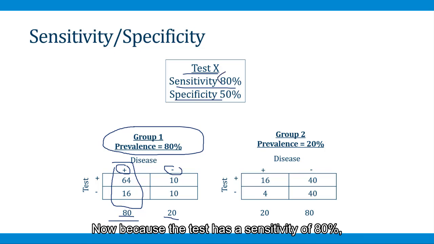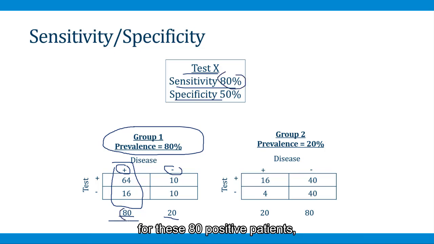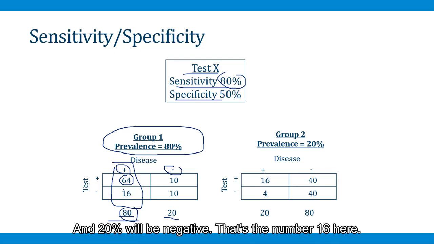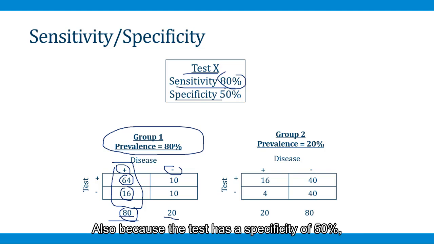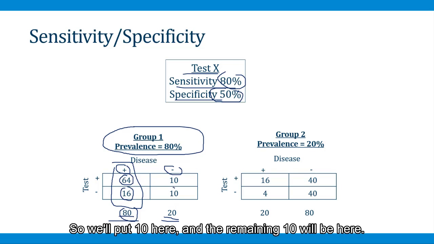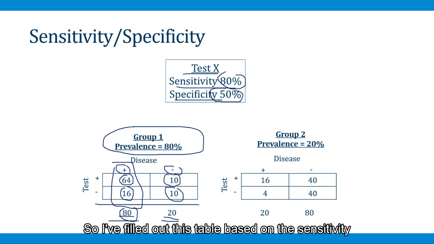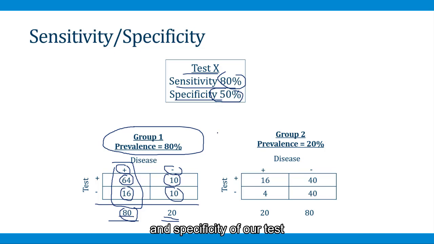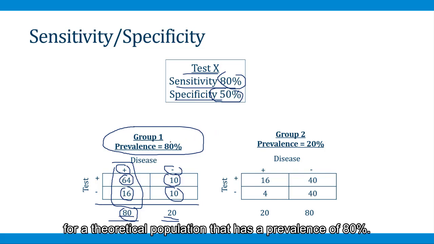Now, because the test has a sensitivity of 80%, for these 80 positive patients, 80% of them will be true positives. That's the number 64 here. And 20% will be negative. That's the number 16 here. Also, because the test has a specificity of 50%, 50% of the 20 disease negative patients are going to be true negatives. So we'll put 10 here. And the remaining 10 will be here. So I've filled out this table based on the sensitivity and specificity of our test for a theoretical population that has a prevalence of 80%.